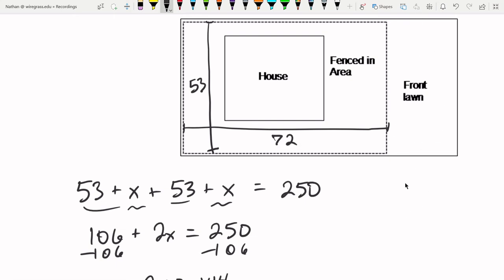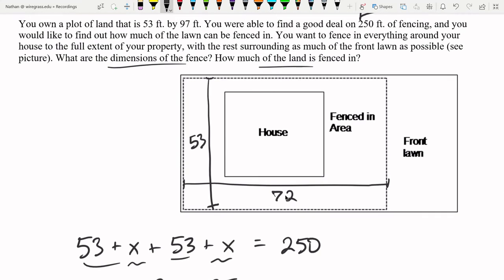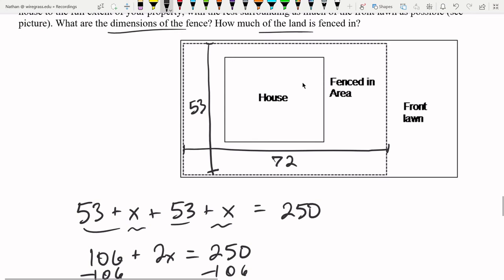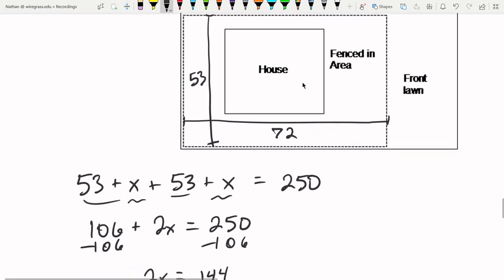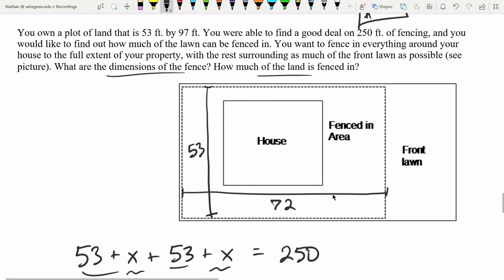As much of the front lawn as possible. Now, that's the dimensions of the fence, 53 by 72. How much of the land is fenced in is the same thing as a percentage. So we want to figure out the area of the original land and the area of the fenced-in land. And if you divide those two things, that's the percentage of land fenced in, the area percentage. So if we look at the area of the full land, that's going to be, what were the dimensions?